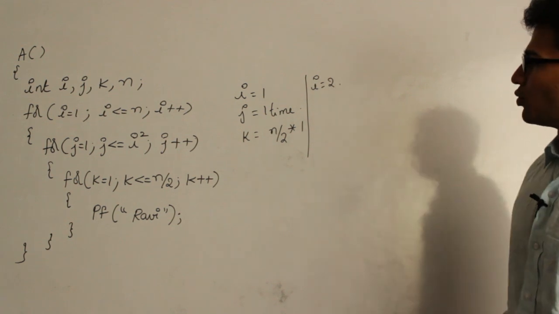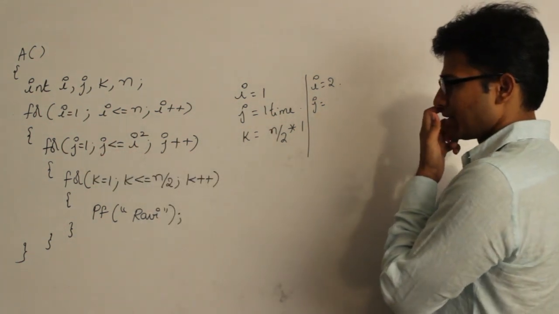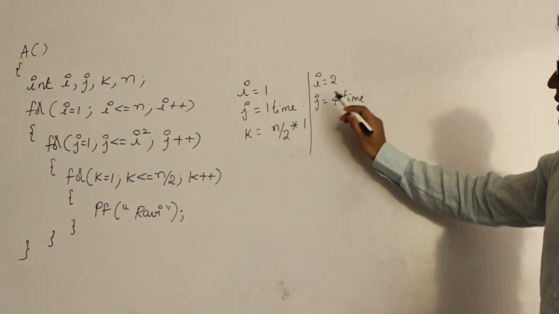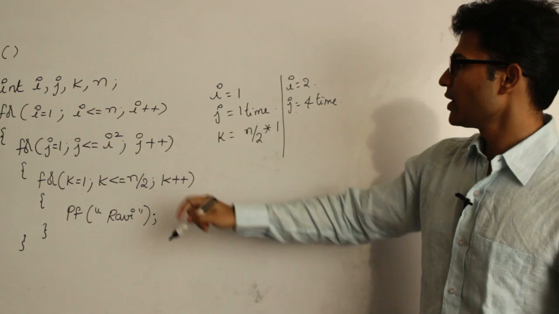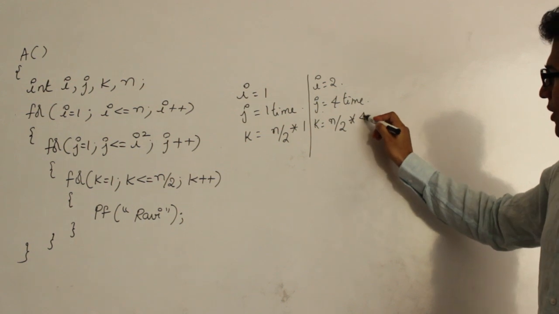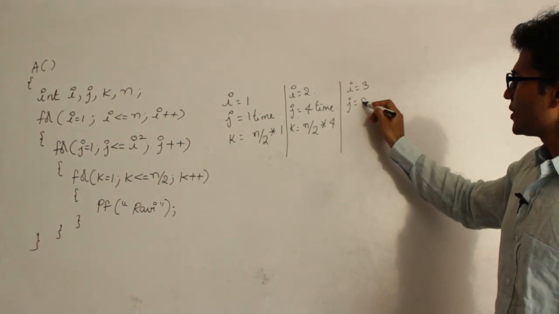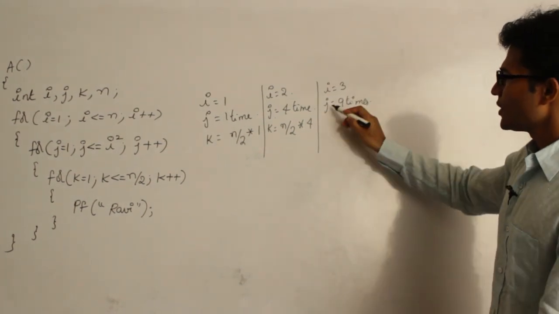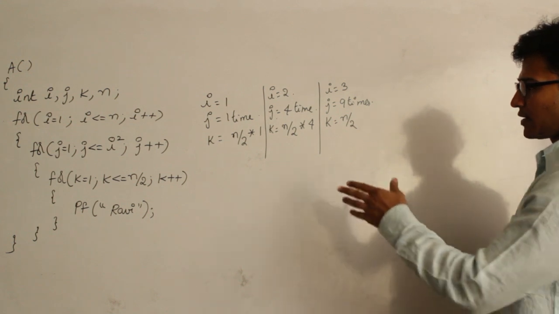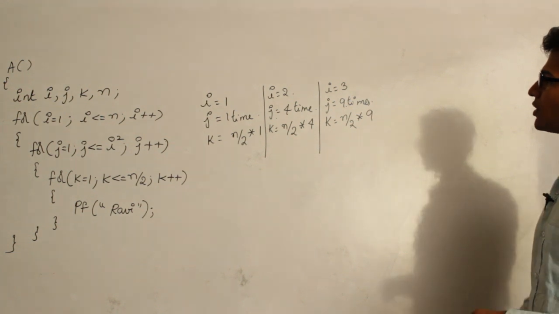For i equal to 2, j is going to get executed from 1 to i square, which means i square is nothing but 4. Therefore j is going to get executed 4 times, and for every time j gets executed, k is going to get executed n by 2 times. Therefore the total number of times k is going to execute is n by 2 into 4. For i equal to 3, j is going to get executed 9 times, and for every time j gets executed, k is going to get executed n by 2 times. Therefore the total number of times k gets executed is n by 2 for each j, and there are 9 such j's. Therefore 9 into n by 2.